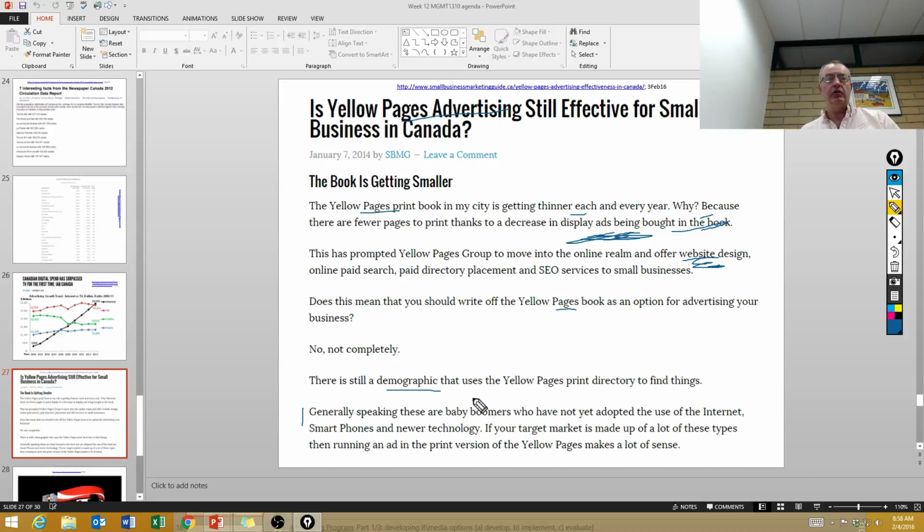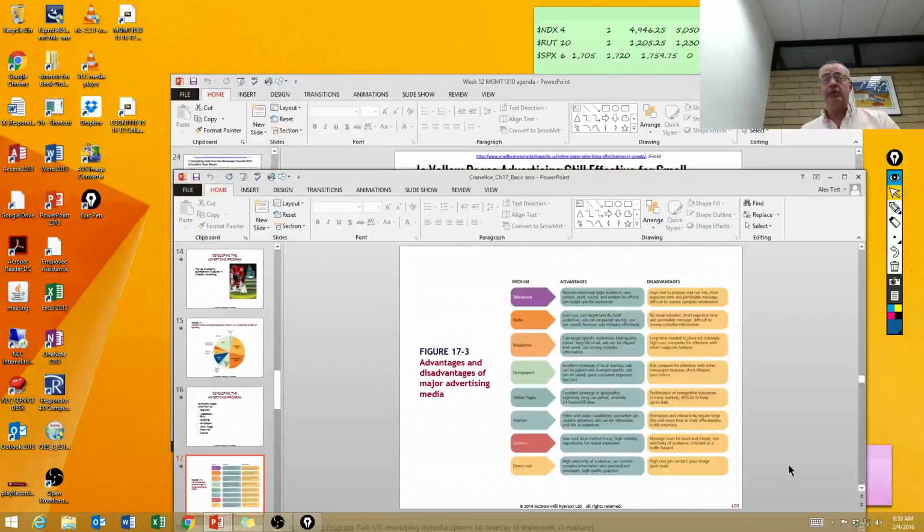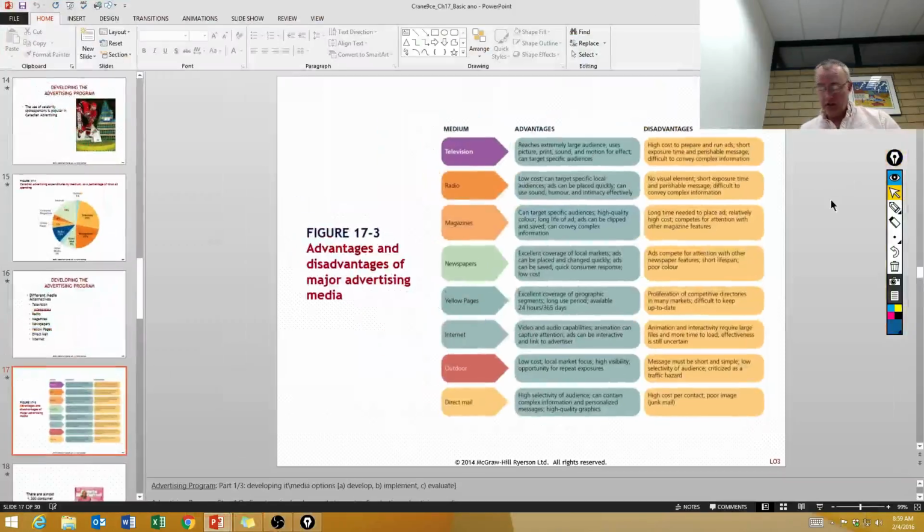So if you're an old baby boomer who isn't so in tune with the internet and smartphones and surfing the internet on your smartphones, then you still go to Yellow Pages to find sources of information to buy stuff. So there's still a demand for Yellow Pages out there, and even I find that hard to believe because I'm one of those old guys.